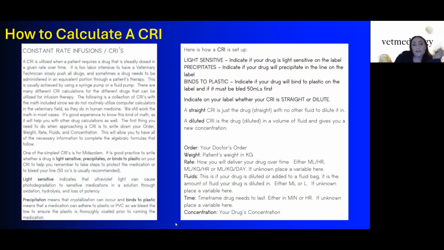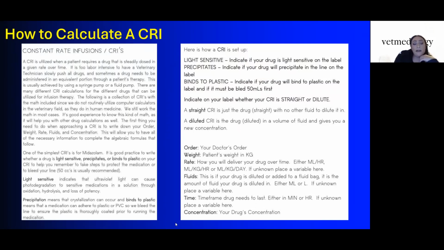There are many different CRI calculations for the different drugs that can be utilized for infusion therapy. The following is a collection of CRIs with the math included, since we do not routinely use computer calculators in the veterinary field as they do in human medicine. We still work the math in most cases. It's a good experience to know this kind of math, as it will help you with other drug calculations as well.